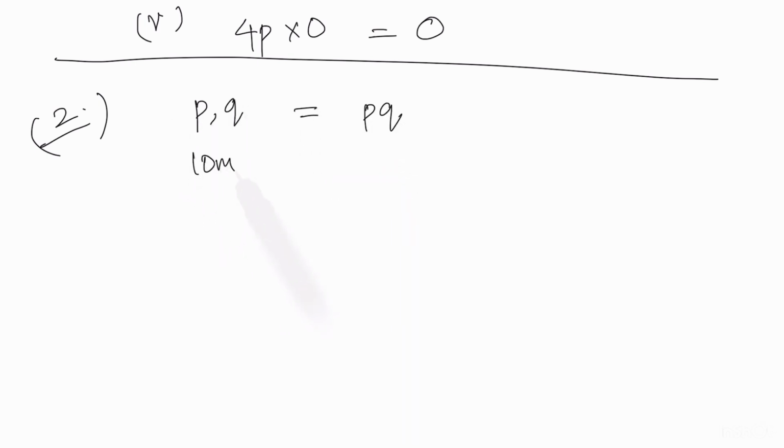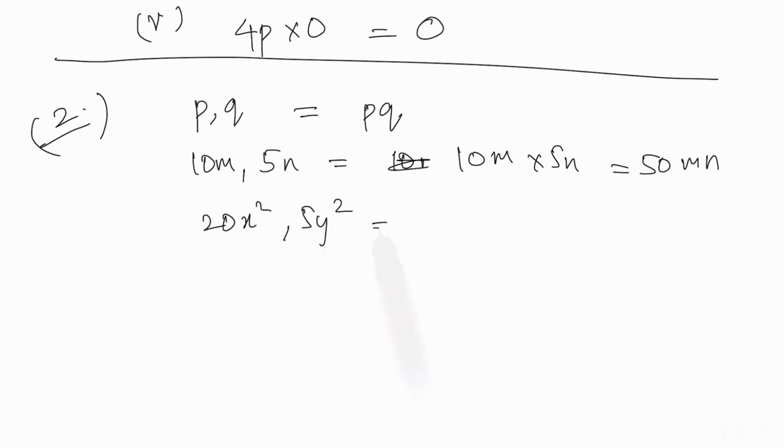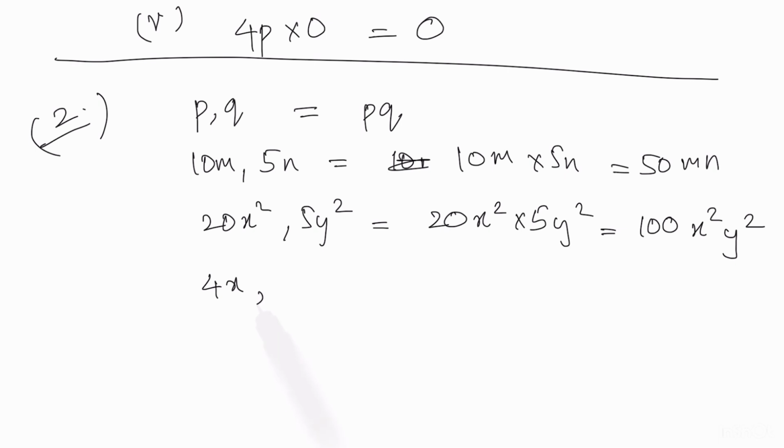Then you have 10m into 5n. 10m into 5n is nothing but 50mn. Okay. Then next is 20x square, 5y square. It is 20x square into 5y square, which is equal to 100x square y square. Next is 4x, 3x square. It is 4x into 3x square, it is 12x cube. Okay. Adding the powers. Basic, very easy.